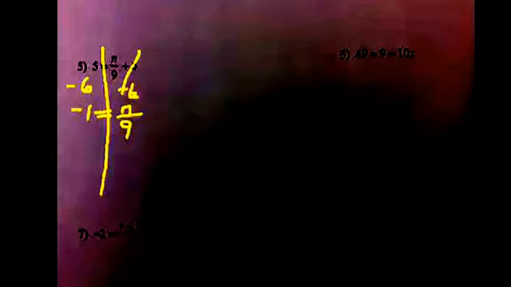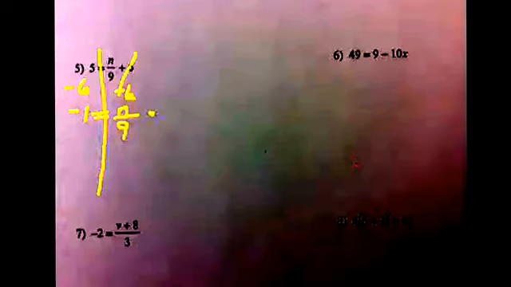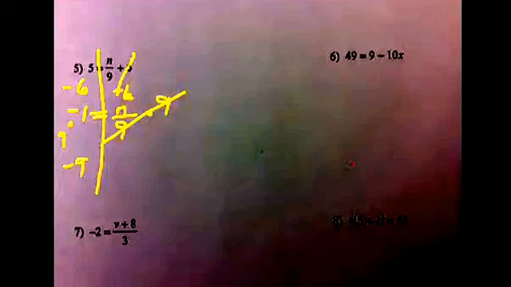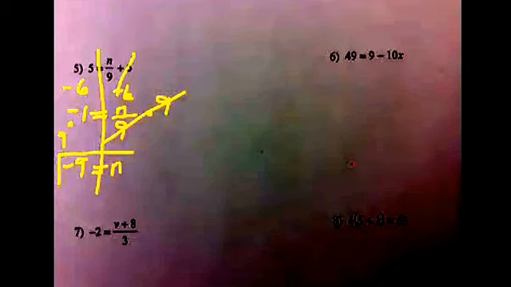Now I have n being divided by 9. I need to multiply by 9 so that I can cancel that out. And then I'm going to multiply by 9 on the other side as well. 9 times negative 1 is negative 9 equals n. So that's our solution. n is equal to negative 9.